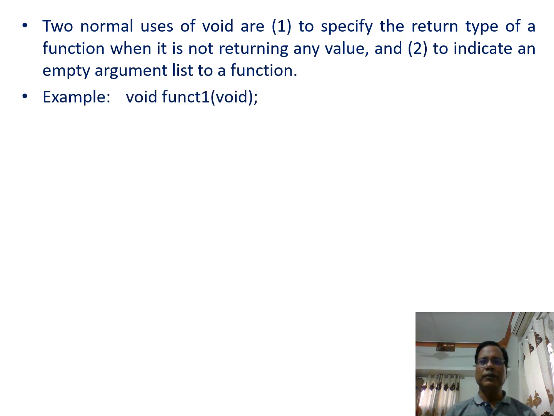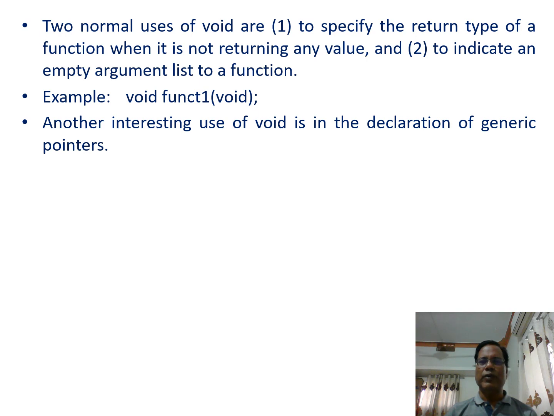For example, void function1(void). So function1 doesn't return any value, and that is specified by void, and also it does not have any argument. So these two are the applications of the void keyword or void data type of C++.